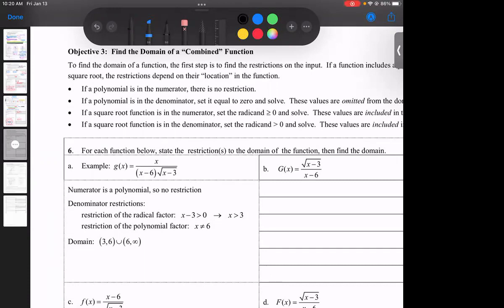If in your combined function there is a polynomial in the numerator, don't do anything. What's the domain of a polynomial function? All real numbers, right? All real numbers. So if it's a polynomial on the numerator, then you should be okay.